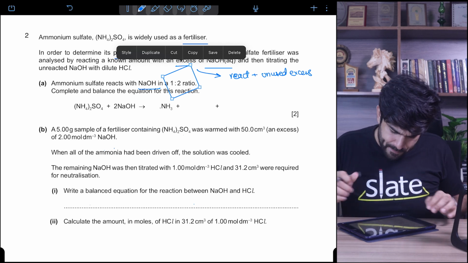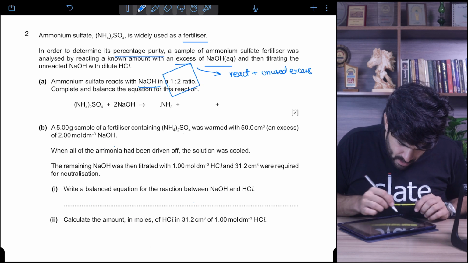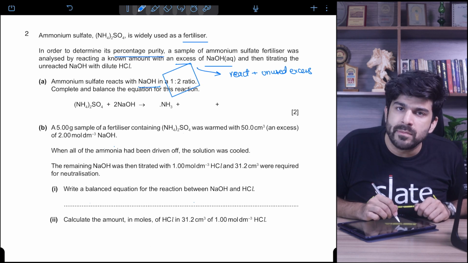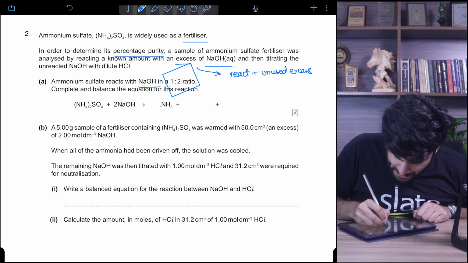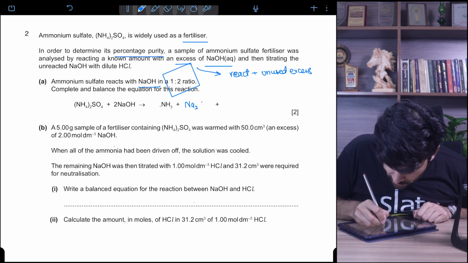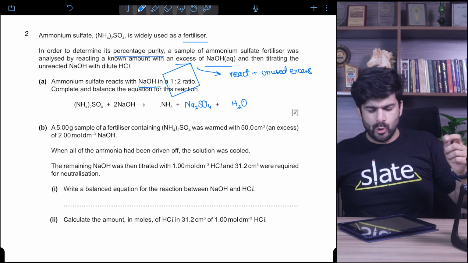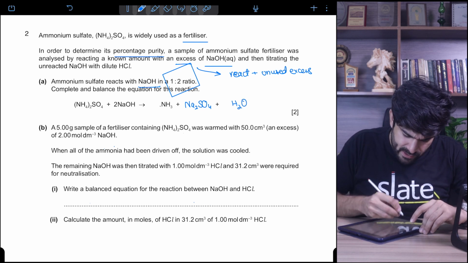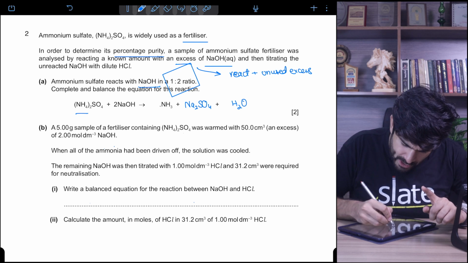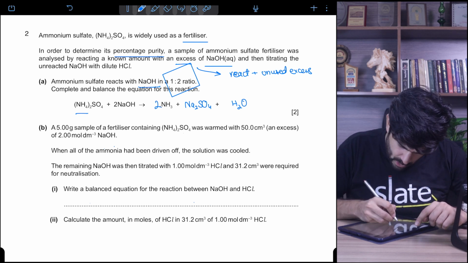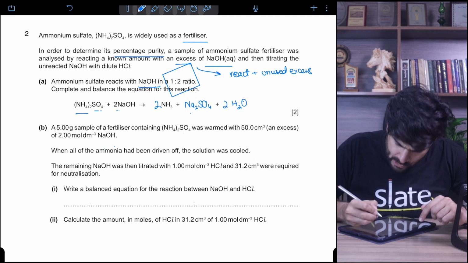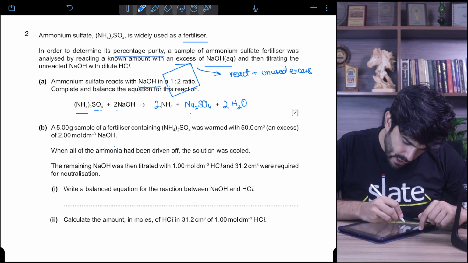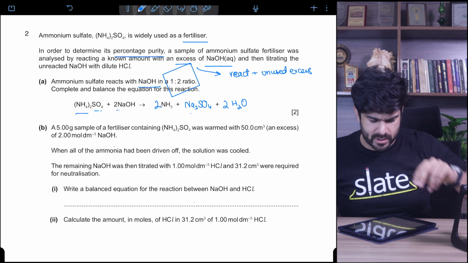So what is happening here? Ammonium salt with alkali gives ammonia plus salt. And the salt would be sodium sulfate plus water. We need to balance the equation. So remember one thing, jitne ammonium, utna ammonia, 2. We have 2 sodiums, 1 sulfate, and 2 waters. Complete and balance, easy equation, 2 marks scored for you.